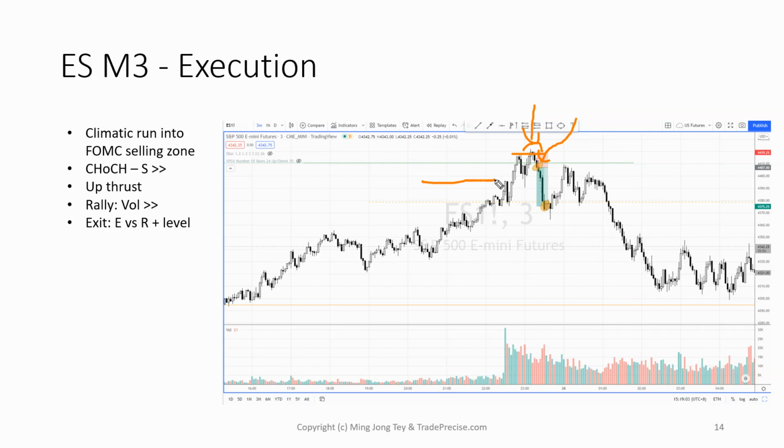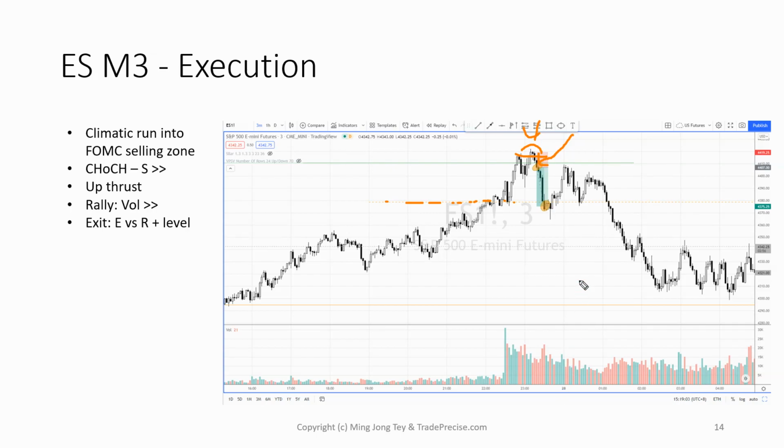So first we got a climactic run but failed to hold above, had a change of character bar with an increasing of the supply, and subsequently we got a localized upthrust. That's also a failure, and when it breaks back in, that is the short entry. And when it dips below, this is pretty much the non-RTH high, another level that I'm watching.